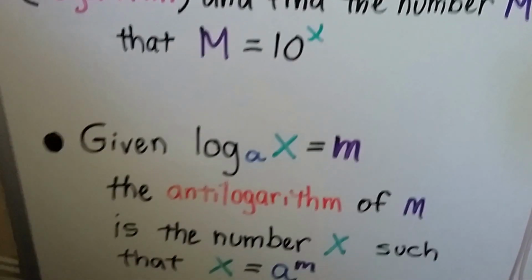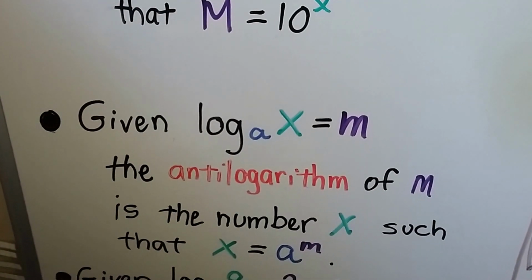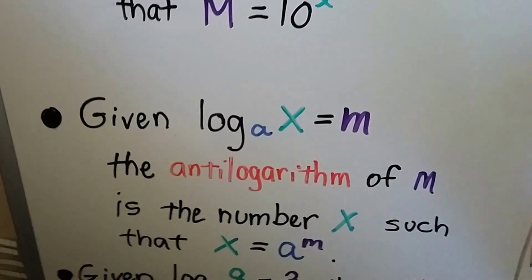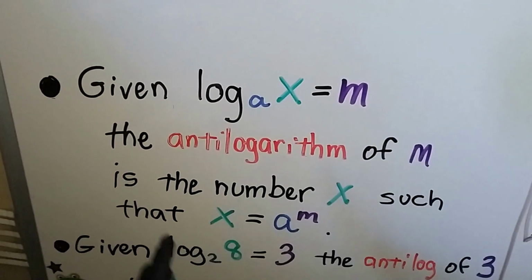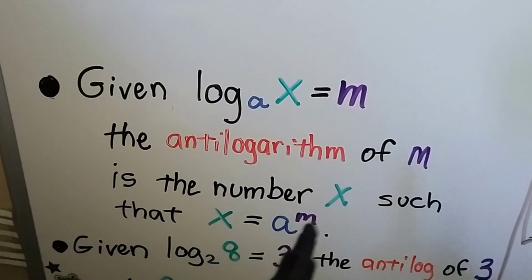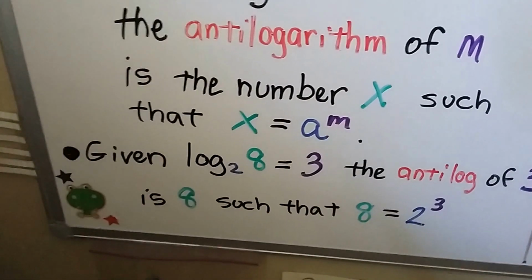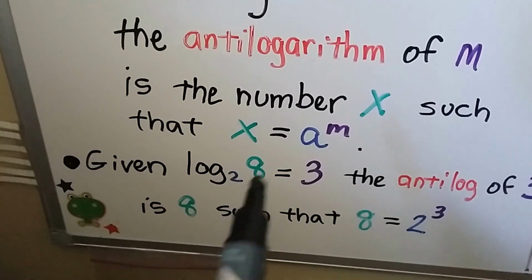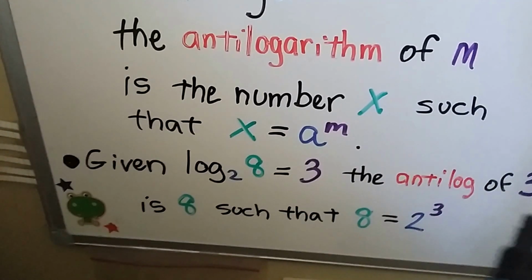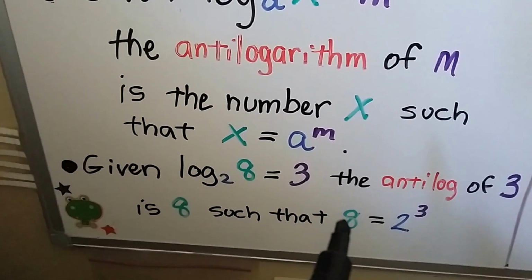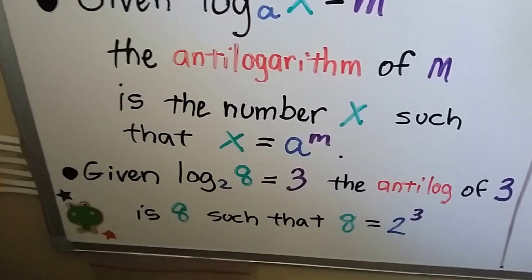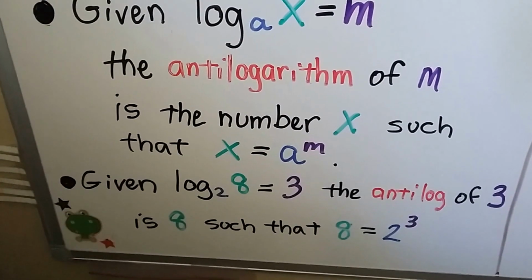So look at it this way. Given log base a of x equals m, the antilogarithm of this m is the number x so that x equals a to the m. So with real numbers, given log base 2 of 8 equals 3, the antilog of 3 is this 8, so that 8 equals 2 to the third. See? Does that make sense?